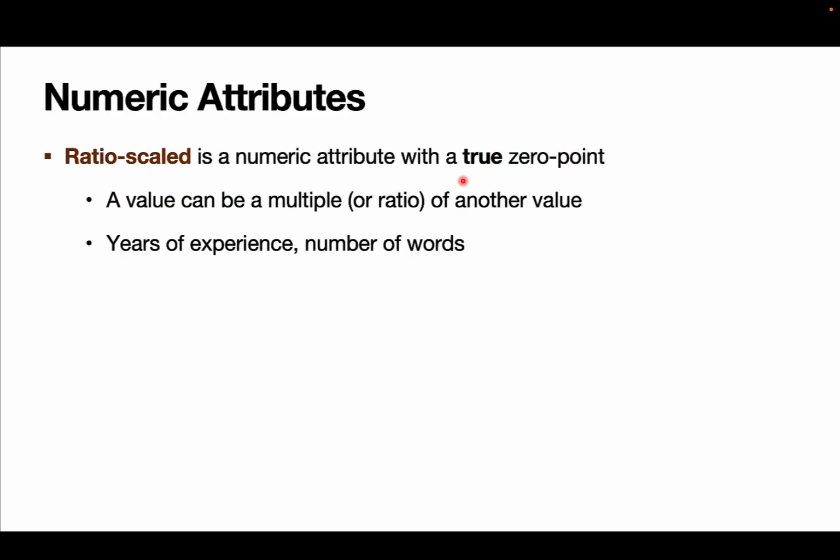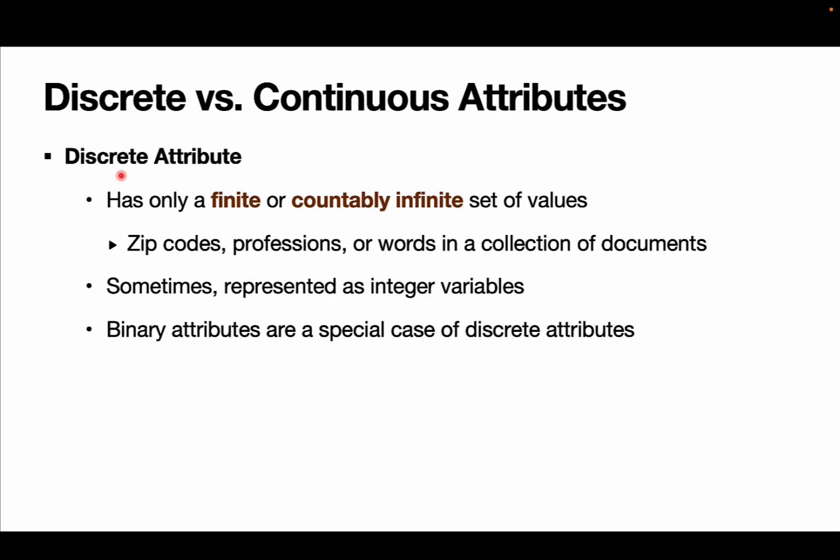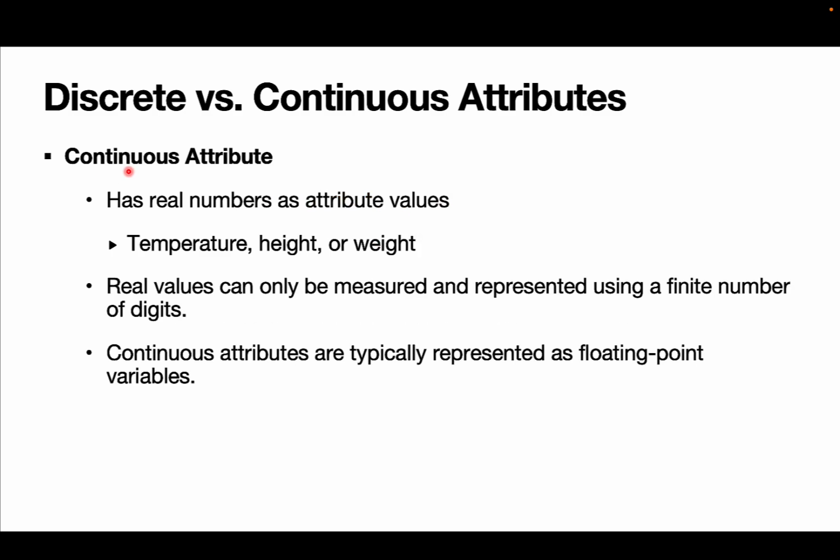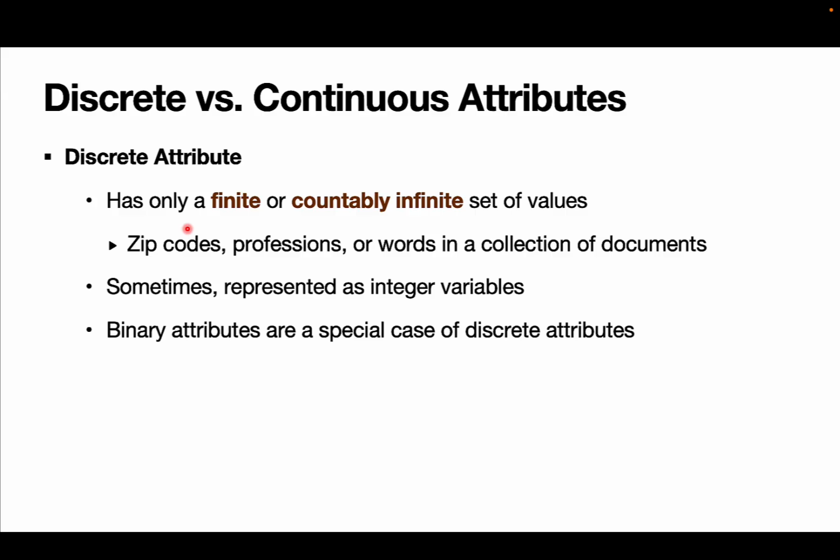On the other hand, ratio-scaled attributes have a true 0, which means the division operation is defined and 10 years of experience is twice as long as 5 years of experience. Also, numeric attributes can be discrete or continuous. A discrete attribute has a finite set of values: zip codes, professions, and words in documents. One important note is that binary attributes are also a special case of numeric discrete attributes.